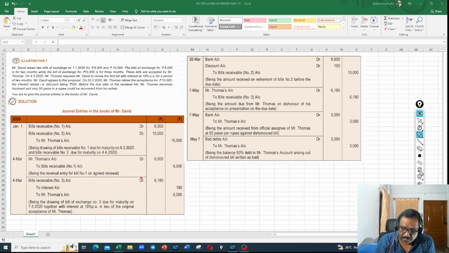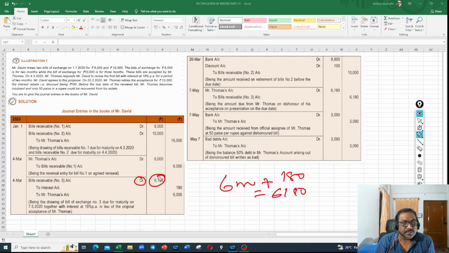So bills receivable. How much bill are we writing? 6,000 rupees original amount plus 180 rupees interest. Total 6,180 rupees. So 6,180 rupees bills receivable debit. 180 rupees interest is income for David. All incomes and gains have to be credited. So interest account credit and to Thomas account. Originally Thomas is supposed to pay 6,000 rupees. So we credit Thomas account for 6,000. This is the entry we write for the renewal of the new bill. Renewal is clear? Next.